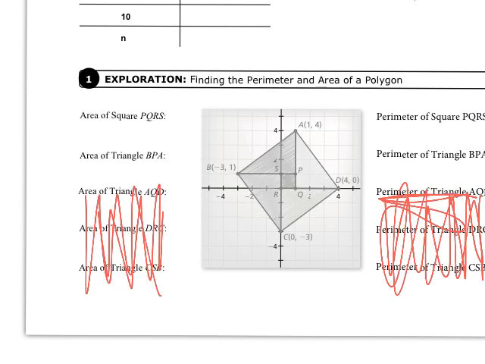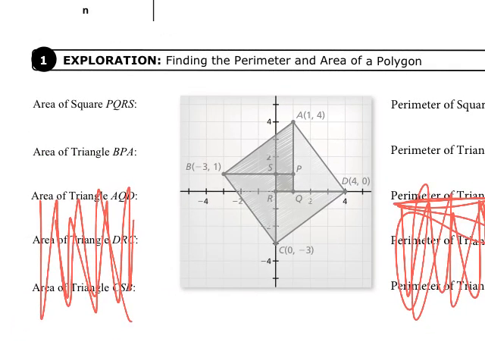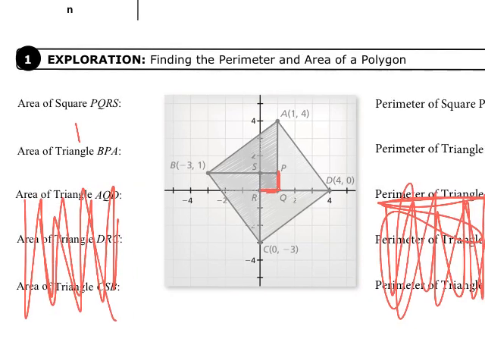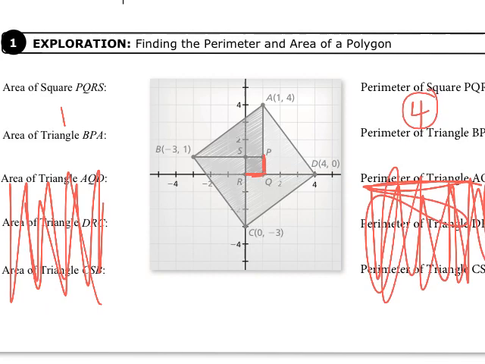Okay, so let's start with the square. How do I find the area of a square? Base times height. Good. So area of a square is base times height. Guys, are you with me? Okay, so my base is 1. What's wrong with my stylus? There we go. My base is 1, my height is 1, so 1 times 1 is just 1. Perimeter of a square, all I'm doing for a perimeter is just adding up the sides, right? So 1, 1, 1, 1 is 4. Okay, so PQRS, the perimeter is 4.